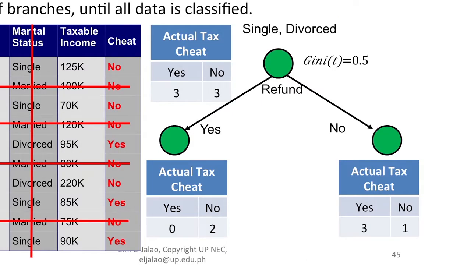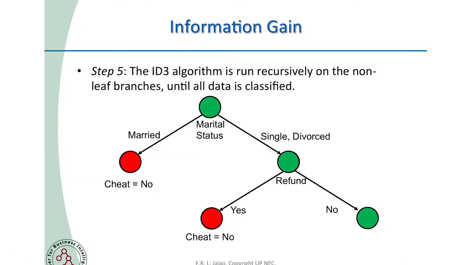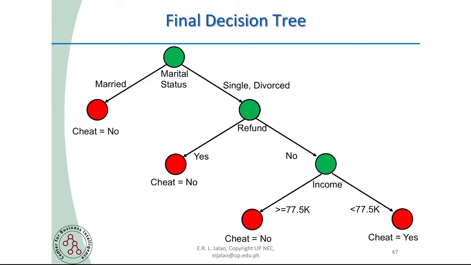So let's look at refund. If we look at refund, the distribution would be yes and no refund. So if refund equals yes, we'll have 0 yes and 2 no in terms of tax cheat. And if refund equals no, we'll have 3 yes and 1 no. So now we have a 2-level decision tree. As we know, the left child is pure, hence we can name that another leaf node. Okay, and then we run it recursively until we go through all predictor variables. And this is now your final decision tree from the ID3 algorithm.